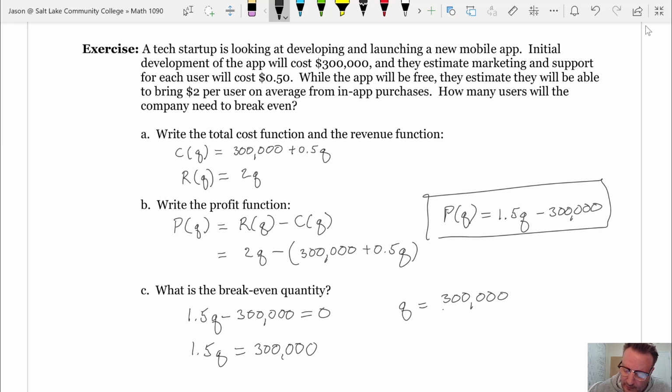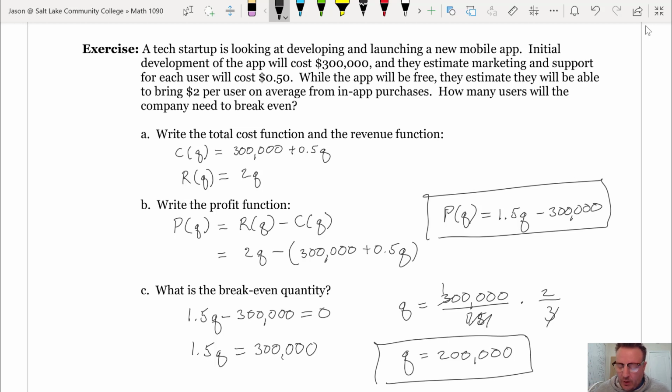300,000 divided by 1.5. Well, dividing by 1.5, that's 3 halves. And dividing by 3 halves is the same as multiplying by 2/3. So I'm just going to rewrite this as times 2 over 3. Now 3 goes into 300,000, and we're left with 100,000. So 2 times 100,000 is 200,000. So the quantity is 200,000. So we need 200,000 users of our app before we expect to break even with this app. Okay, that's good to know.